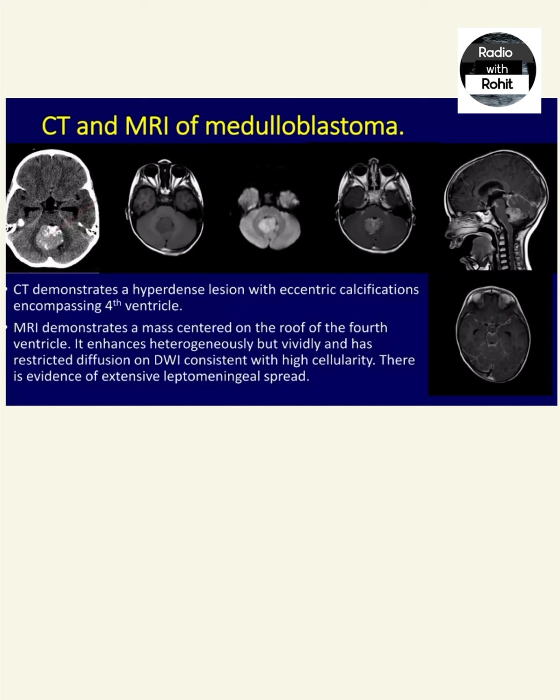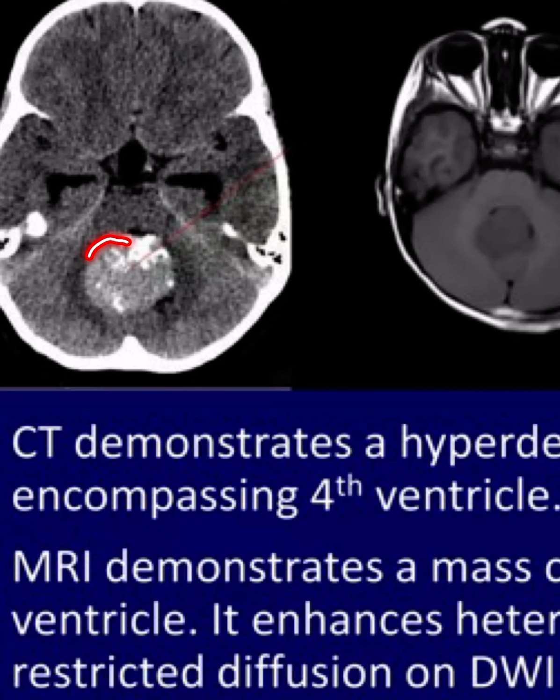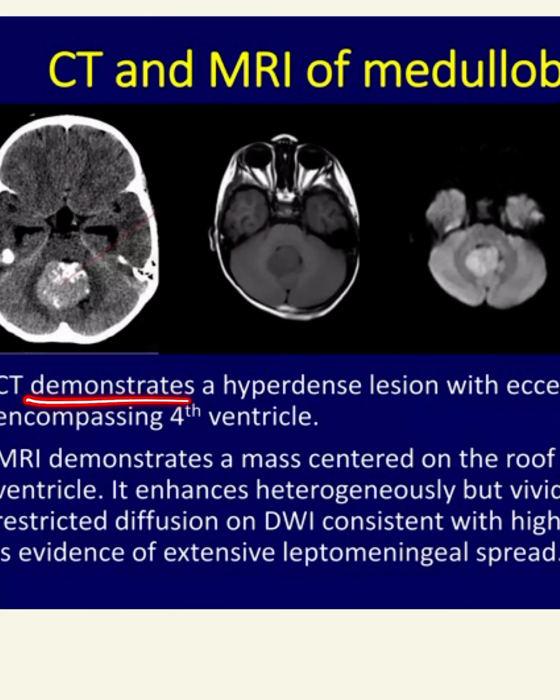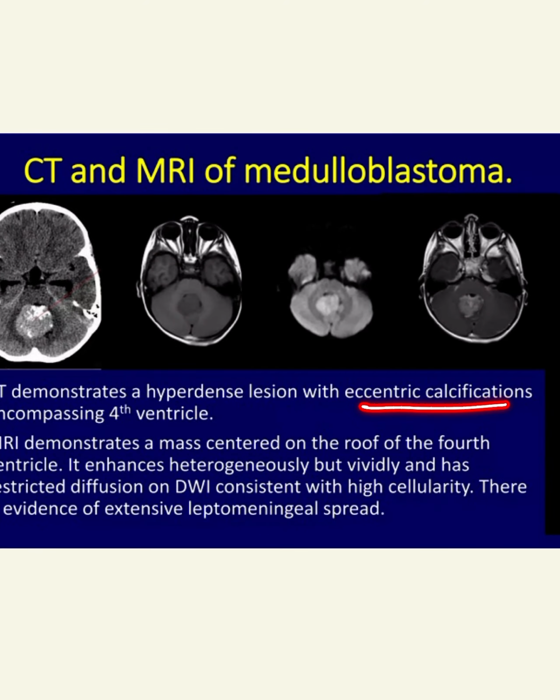Recently, we have talked that on CT scan, it will show the hyperdense lesion with the focus of the hemorrhage and the calcification with the areas of the cystic intratumoral hypodensity. The CT demonstrates a hyperdense lesion with eccentric calcification encompassing the fourth ventricle.